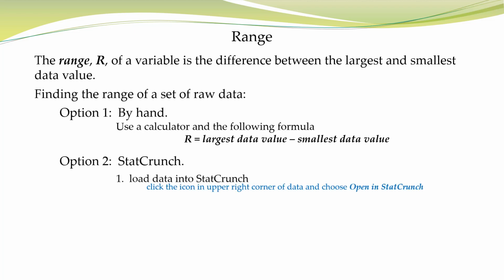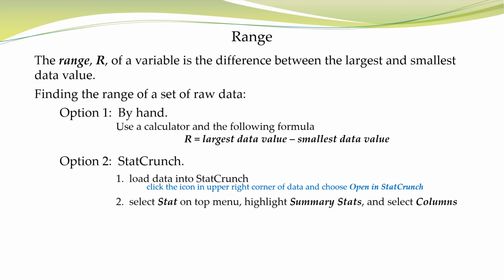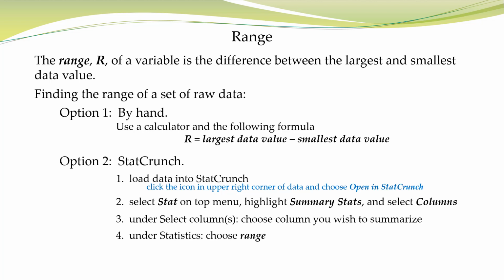First, you load the data into StatCrunch just like we did in Section 3.1. Select Stat in the top menu, Summarizing Stats, select Columns. Under Select Columns, choose the column you wish to summarize. Under Statistics, choose Range. And 5, click Compute.